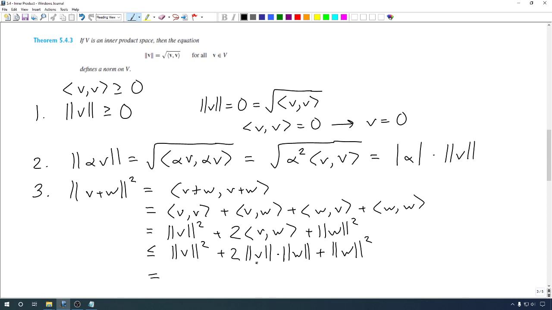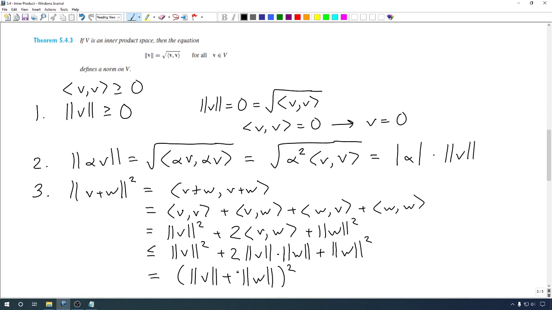And then what is this? Well, just using some algebra, we have something squared plus 2 times that something times another thing plus that other thing squared. That's just equal to the square of the sum of those two things. If you don't remember this one, try replacing the norm of v with a and norm of w with b, and this is just the square of a plus b is equal to a squared plus 2ab plus b squared.